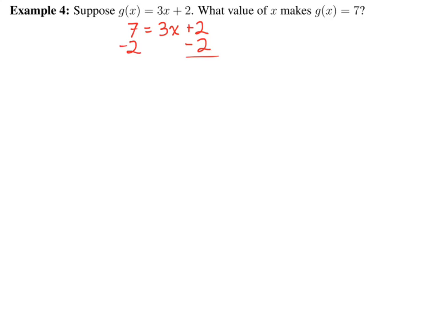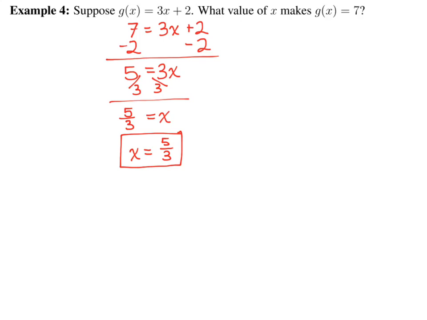Now, we'll go ahead and begin by subtracting 7 from each side. Subtracting 2 from each side. So it says 5 equals 3x. Finish by dividing each side by 3. So 5/3 equals x, which is delightful, except it doesn't look good. So we'll write x equals 5/3. That's our answer.